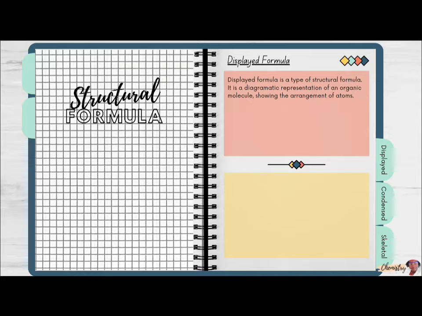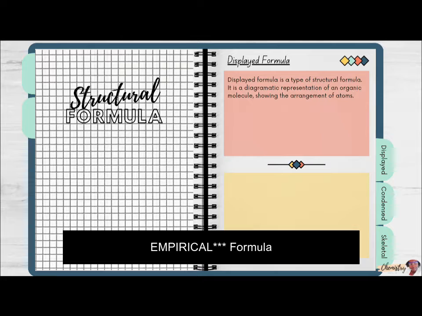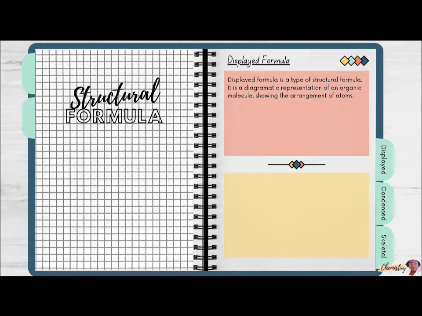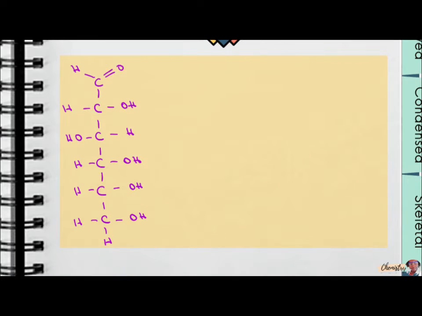Now let's think about glucose once again. So its molecular formula is C6H12O6. We saw its empirical formula, CH2O. The displayed formula would look something like this. This is the structure of alpha glucose. Even though alpha glucose and beta glucose have the exact same molecular formula, the way the atoms are arranged in space is different. And that highlights for us one key importance of using a displayed formula.